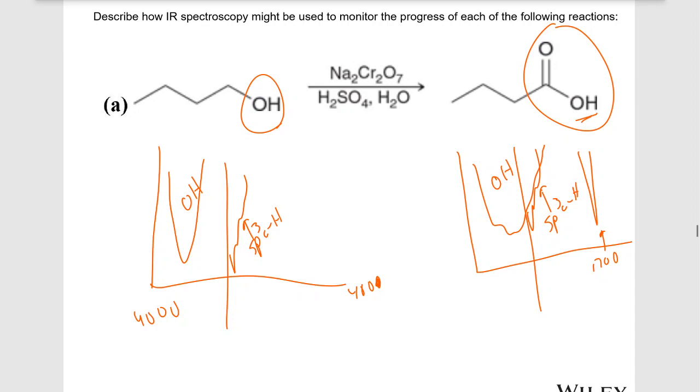So comparing the left to the right, the OH peak will get broader, and the carbonyl peak will show up. So we wouldn't have that carbonyl in the spectrum for the molecule on the left.